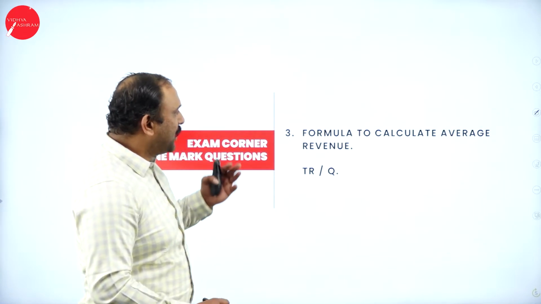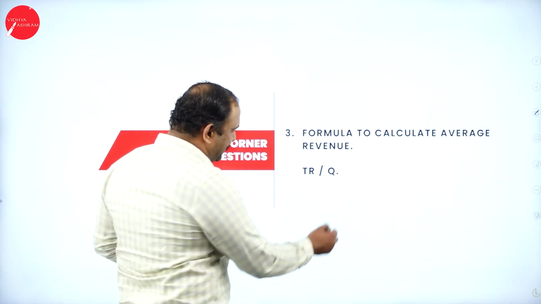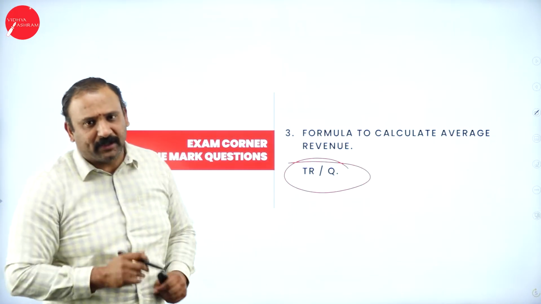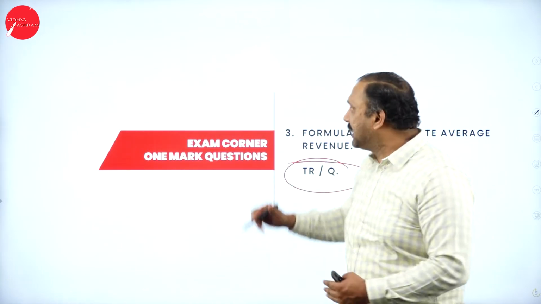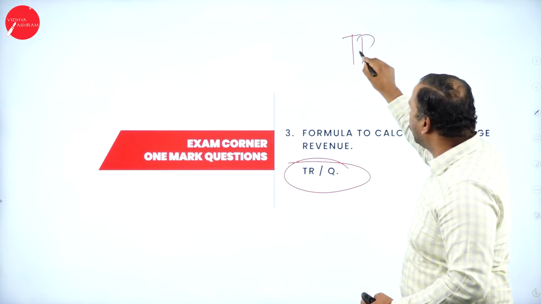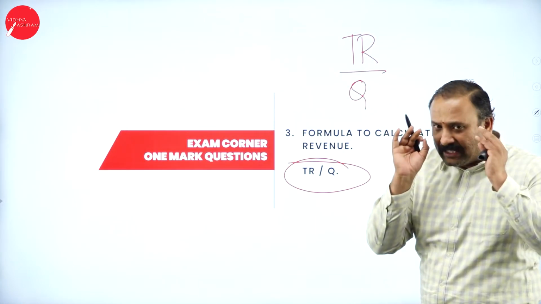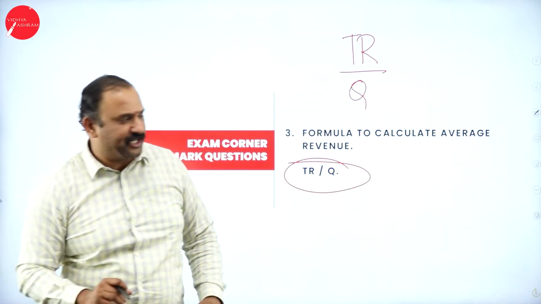The next one: write the formula to calculate average revenue. We have given it very simple. Total revenue divided by quantity. We had spoken about the same thing in our chapter summary. We're again coming back here. Total revenue divided by quantity. Simple formula. Please remember this. This will help you to score marks in the examination.